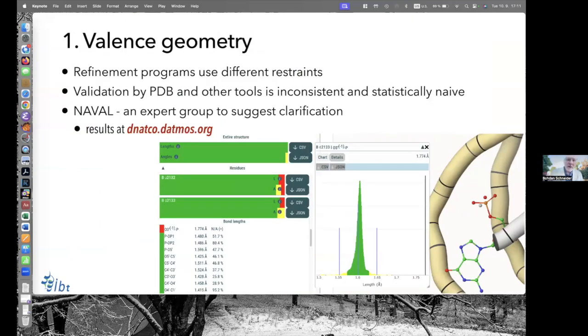So valence geometry, there are some summaries. I don't have time to go into details. You can go into great detail of every nucleotide in the structure, how we think it conforms with the valence geometry standards, distances and angles. We provide pictures, we provide tables. For all features of NATCO, you can always download results.